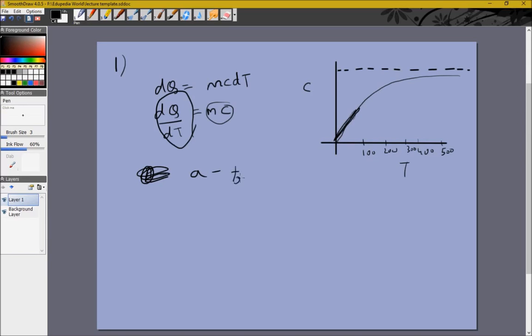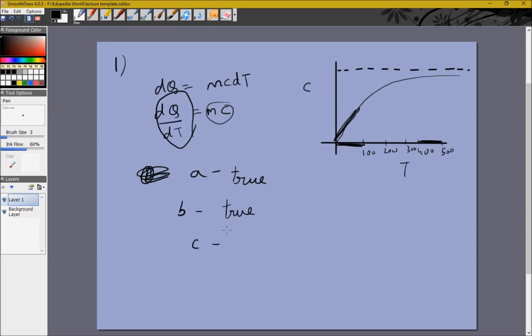So A is true. Then B says heat absorbed in increasing from 0 to 100 is less than that from 400 to 500. So from 0 to 100 C is smaller than it is from 400 to 500. So the slope is smaller. Not only that, but dt is the same, right? Here it's a difference of 100 degrees, here is a difference of 100 degrees. So obviously dq will be smaller in 0 to 100 than it is in 400 to 500. So the second statement is also true.